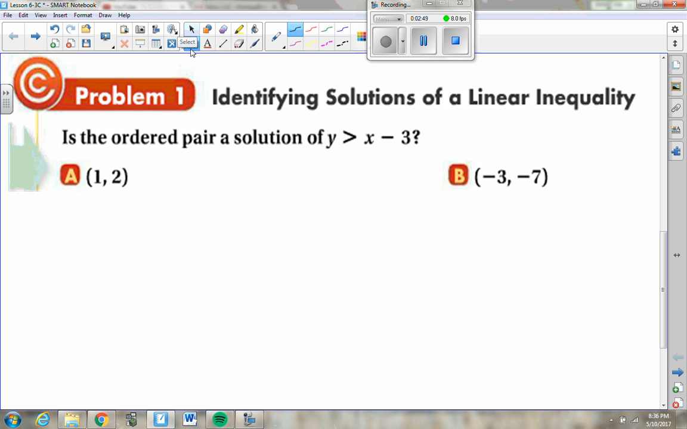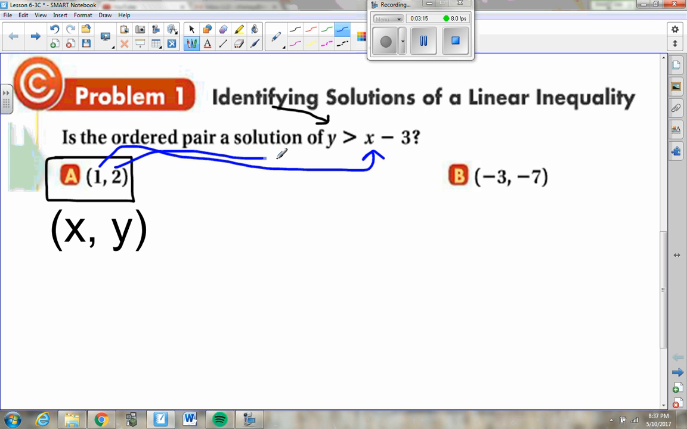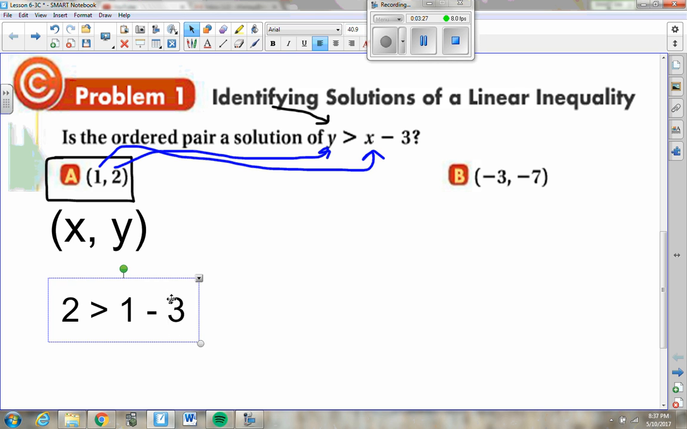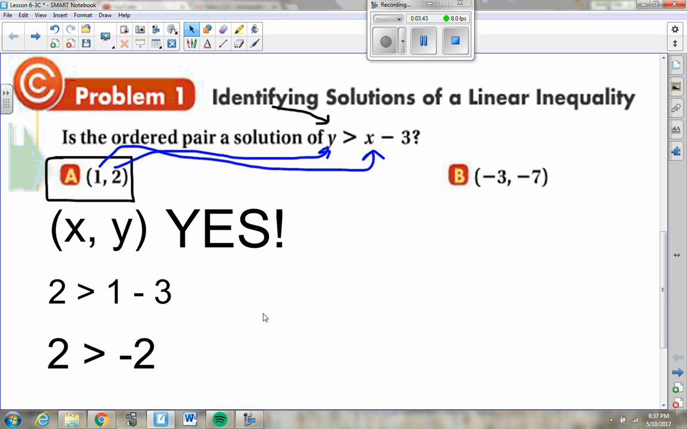Okay. So here's a question for you. Is this ordered pair here, (1, 2), a solution to this inequality right there? Well, in order to do that, we're going to put the 1 and 2 into the inequality for x and y. X comes first, y comes second. So we take the 1 and put it where the x is, and we take the 2 and put it where the y is. This says 2 is greater than 1 minus 3. Now, 1 minus 3 is negative 2. So the question is: is 2 greater than negative 2? Is positive 2 bigger than negative 2? The answer, of course, is yes. So we would say absolutely yes to this point being a solution to the inequality.